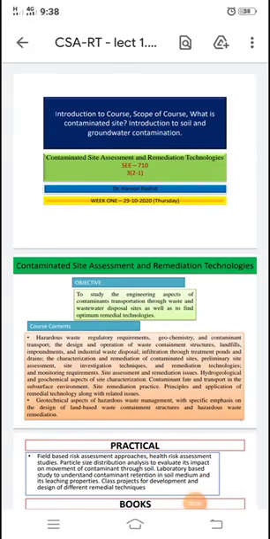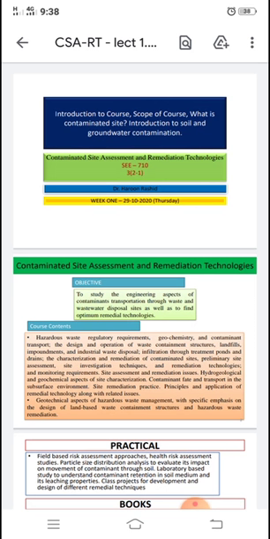Welcome, dear students. Today is our first lecture of the course Contaminated Site Assessment and Remediation Technologies. This course is related to the studies of contamination once it reaches the environment.